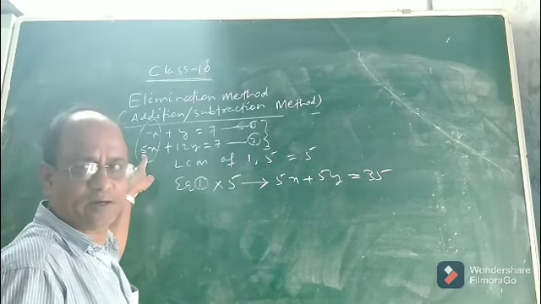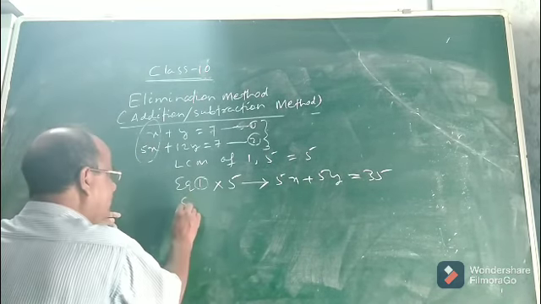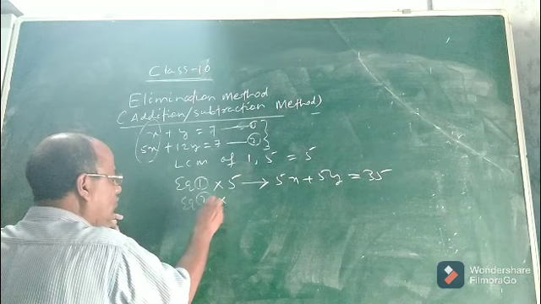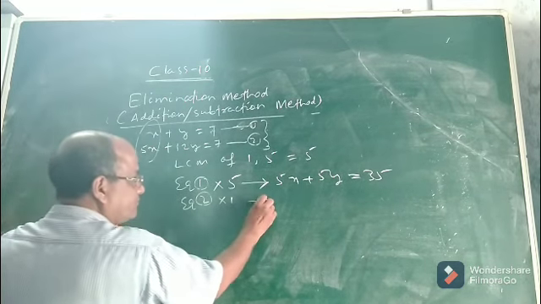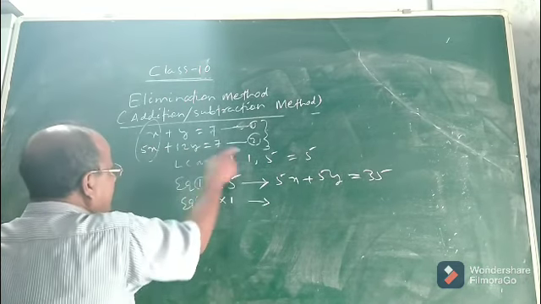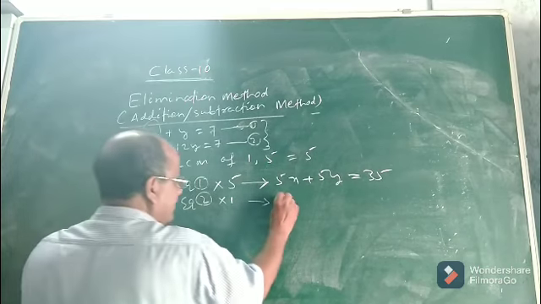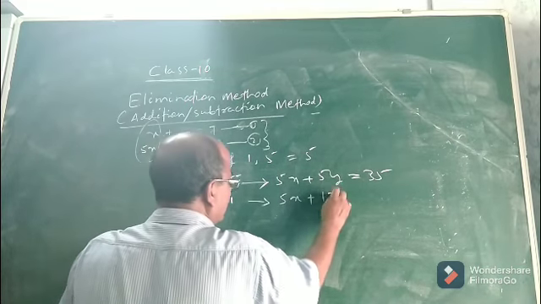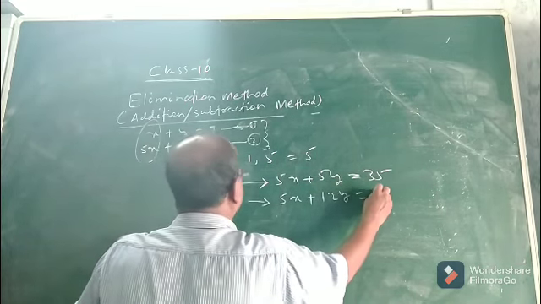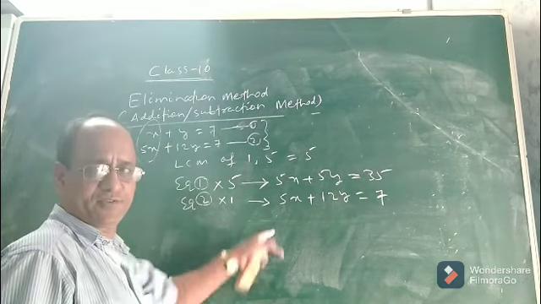So there is no need to multiply anything. That means you can simply write equation 2 into 1. If you multiply this equation by 1, then nothing will change. There will be no change, you see.